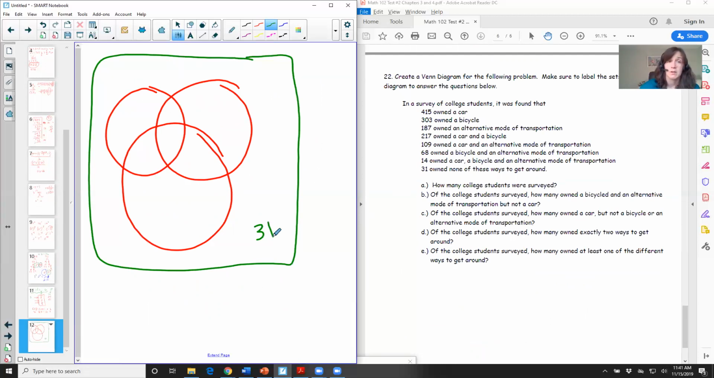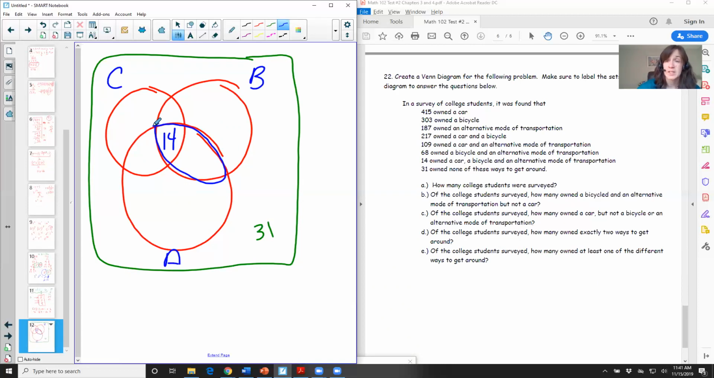Go backwards. The next thing it says is that 14 kids owned a car, a bicycle, and an alternate form of transportation. That goes in the circle in the center. All of you did that right. What happens next is where it went wrong. So 68 kids owned a bicycle and an alternative form of transportation. The crossover between bicycle and alternative is this entire space here in blue. 68 kids fit in that space.